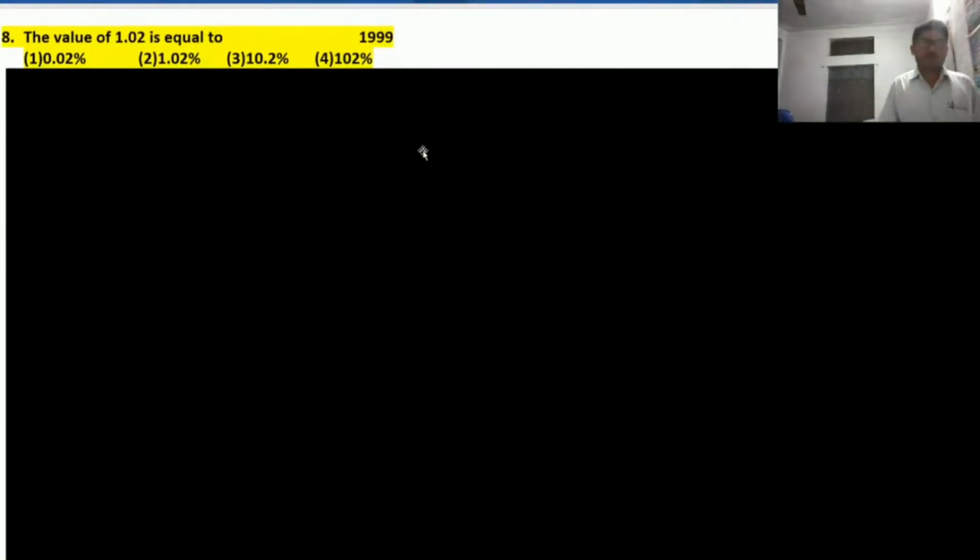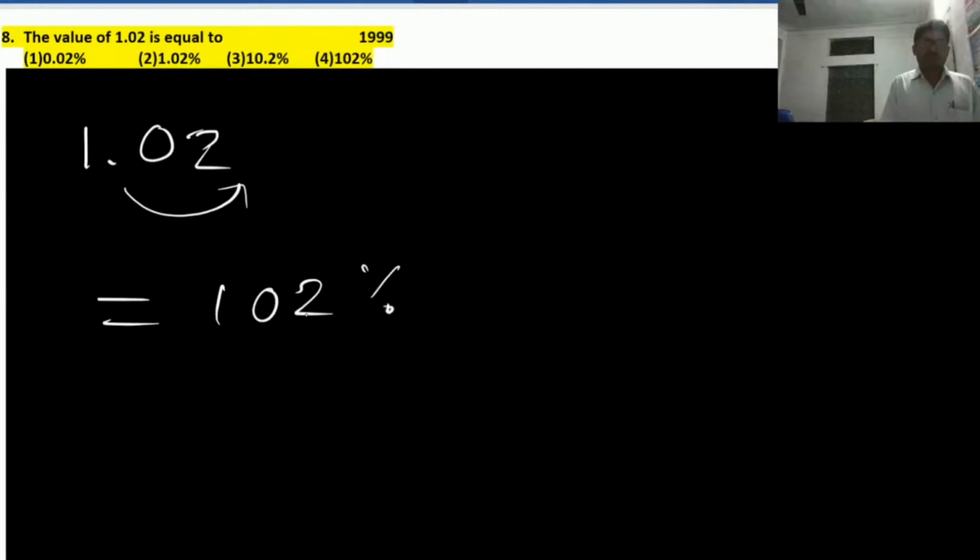Question number 8. The value of 1.02 is equal to, in percentage. To convert, shift the decimal to the right by 2 places, 102 percentage. 102 percentage, option 4.